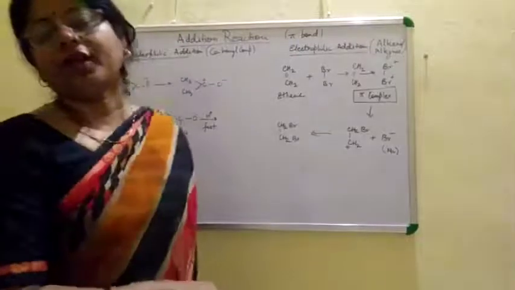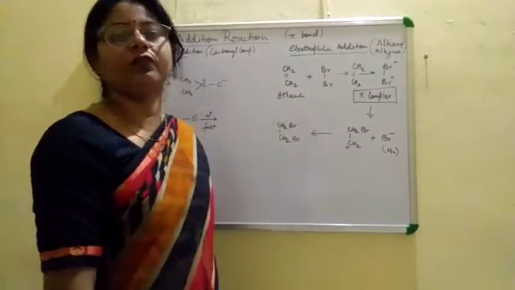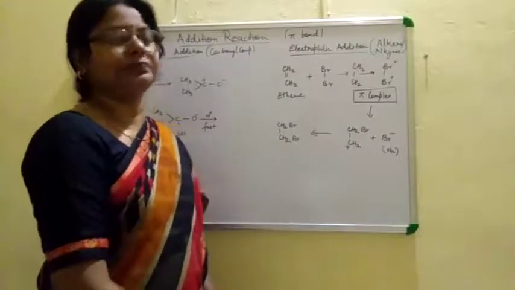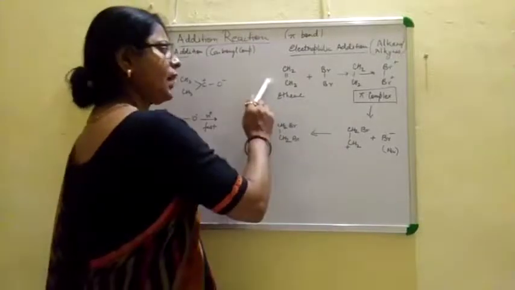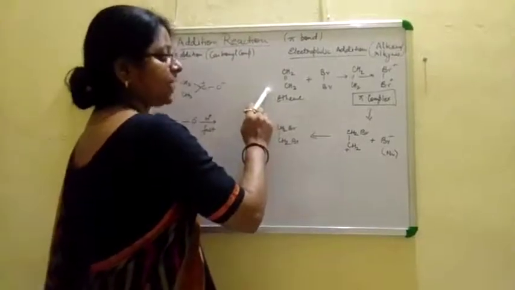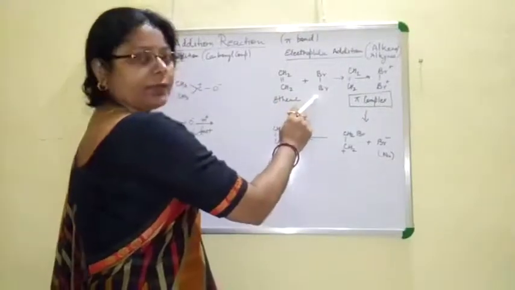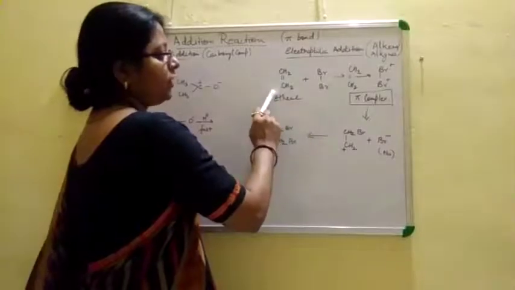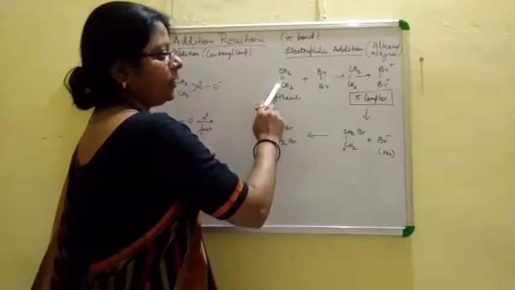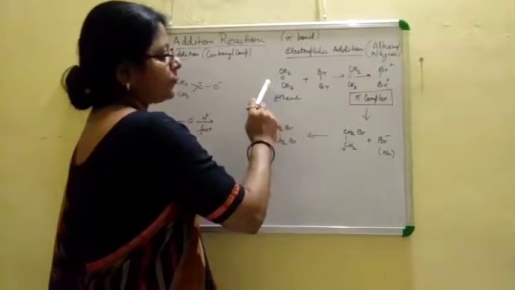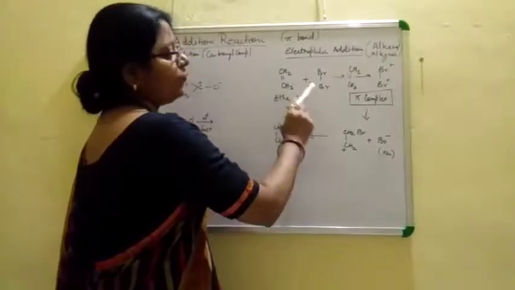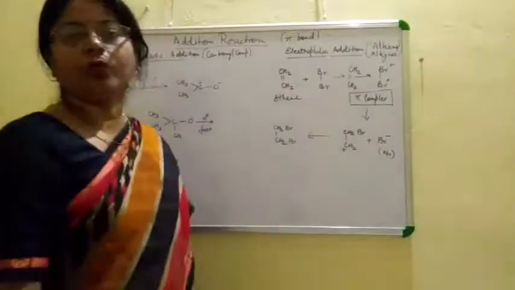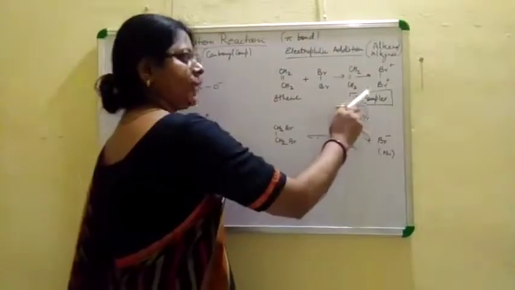Another type is electrophilic addition reaction. This is the specialty of the double bond or triple bond, like alkene and alkyne, aliphatic compounds. As in ethene or ethylene, where the bromine reacts, the double bond of the alkene or ethene polarizes the bromine molecule and develops a dipole moment in the bromine molecule and forms a pi complex.